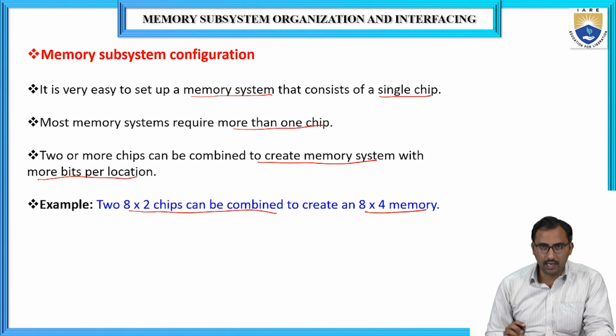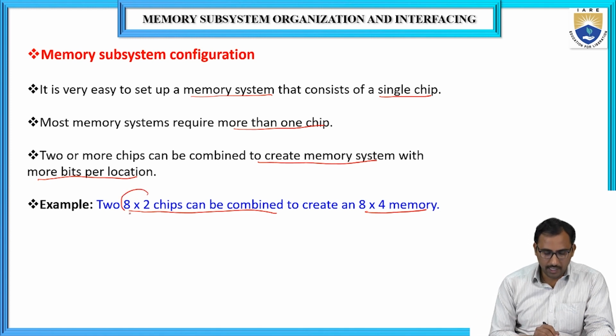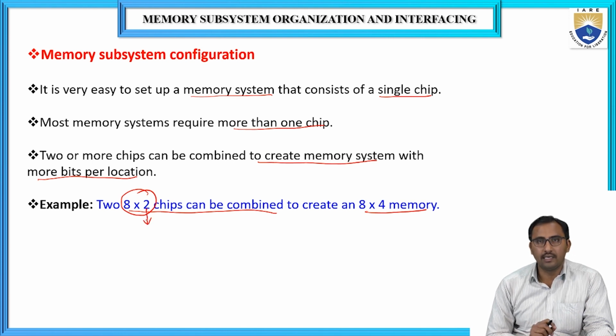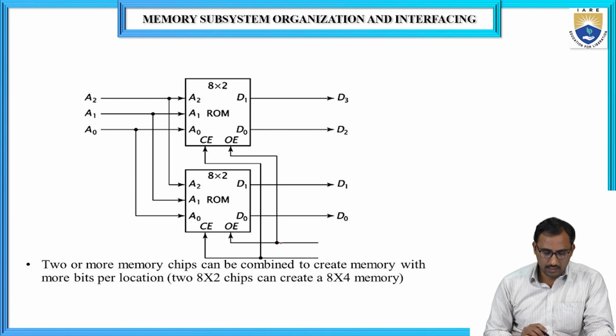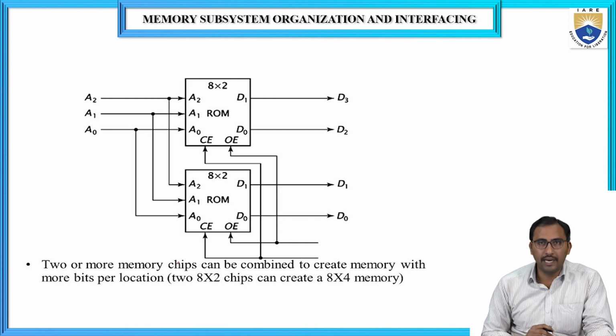That means here we are increasing the word length. In this 8 by 2, in every memory location we can store only 2 bits of data. But in the 8 by 4, we have increased the word length from 2 to 4. That means in every memory location we can store 4 bits of data. So this is how we can combine 2 or more memories in order to increase the word length.